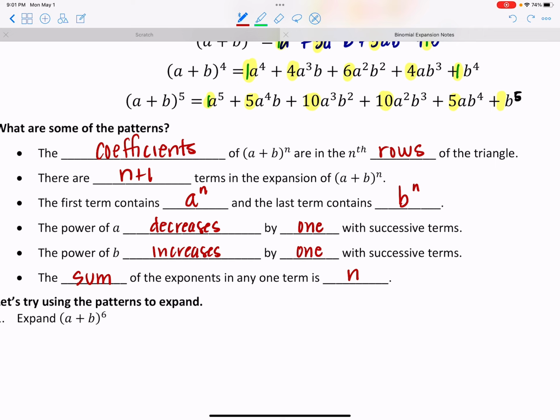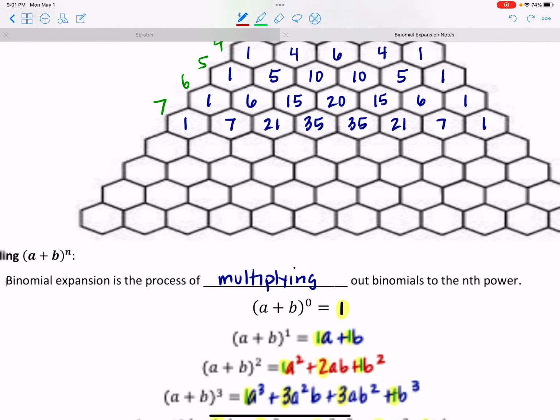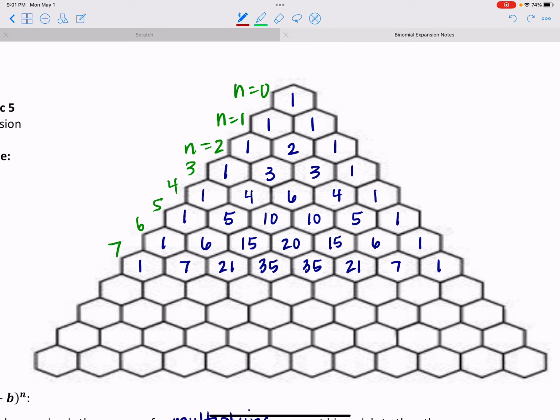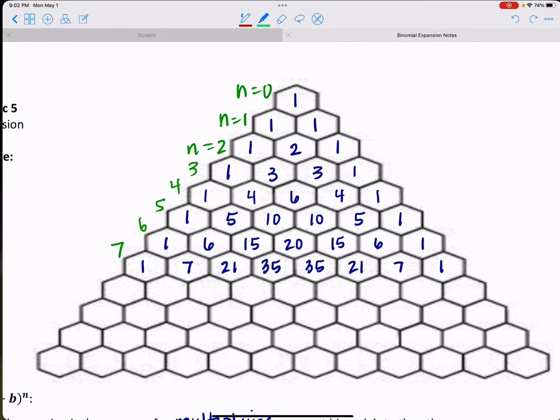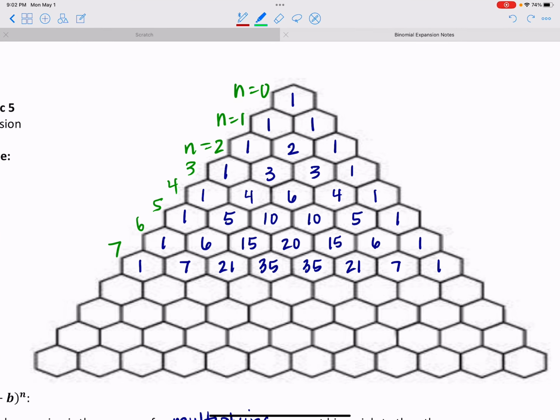So if I wanted to expand a plus b to the 6th power, I stopped my list at a plus b to the 5th, but what is a plus b to the 6th going to look like? So first, I'm going to go to n equals 6 in my triangle and see what my coefficients are going to look like. So power of 6, that's going to be 0, 1, 2, 3, 4, 5, 6, this one here, making sure I lined this up. So I know that these are going to be the coefficients in my expansion. 1, 6, 15, 20, 15, 6, and 1. And you see the symmetry in those, right?